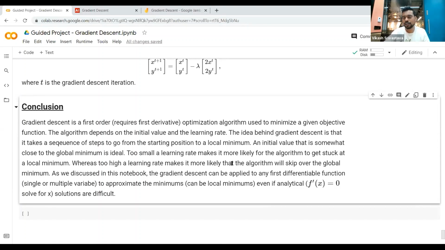Too small a learning rate makes it more likely for the algorithm to get stuck at a local minimum. We have talked about this enough. And finally, gradient descent is a numerical approach, so it's an iterative approach as opposed to the analytical approach.